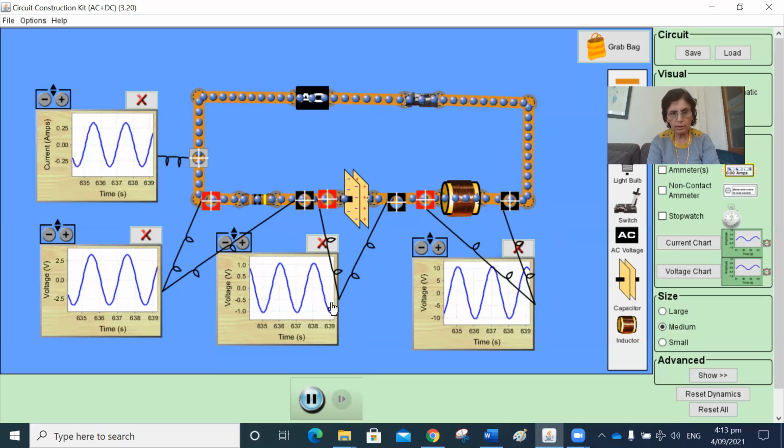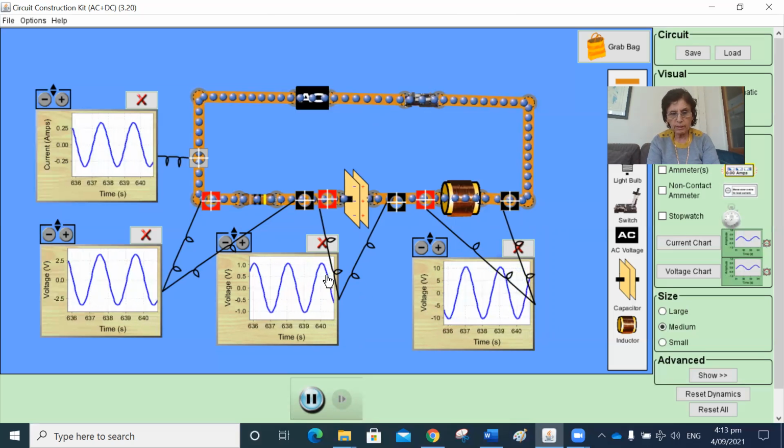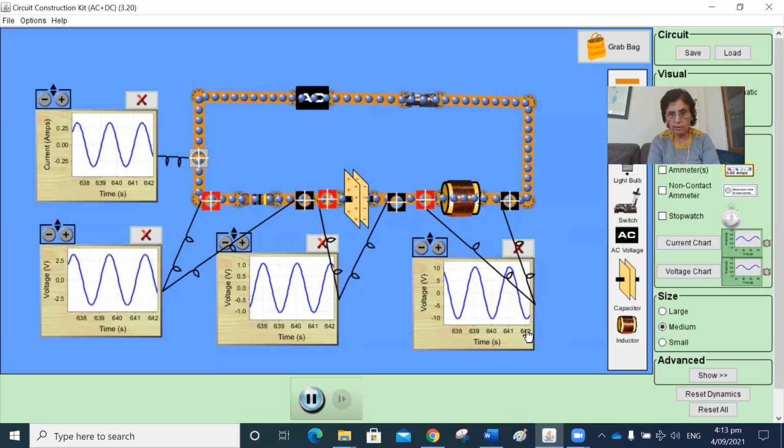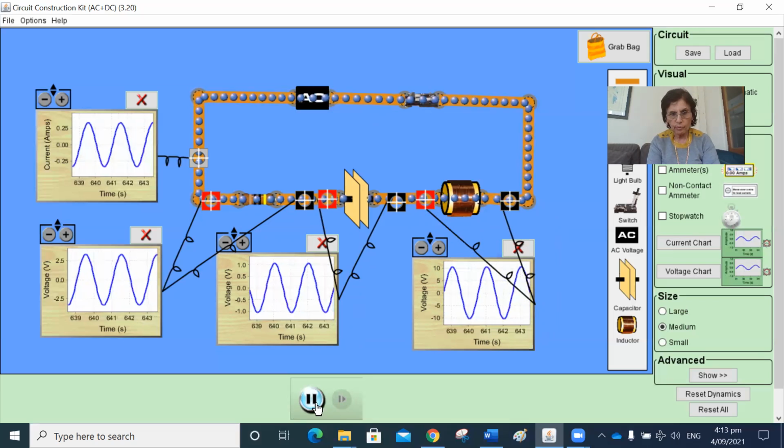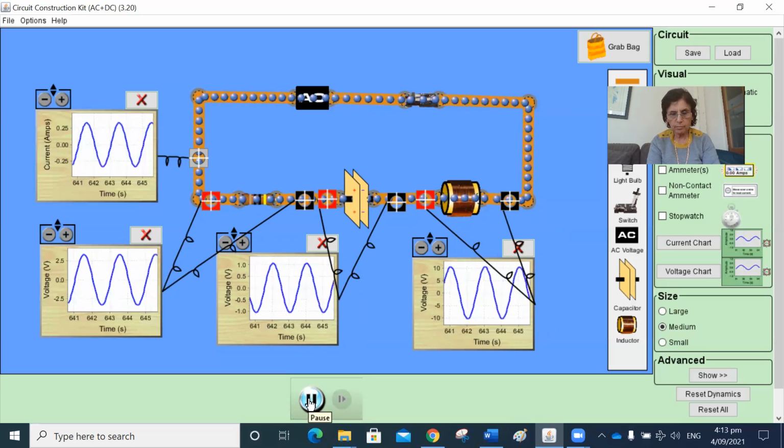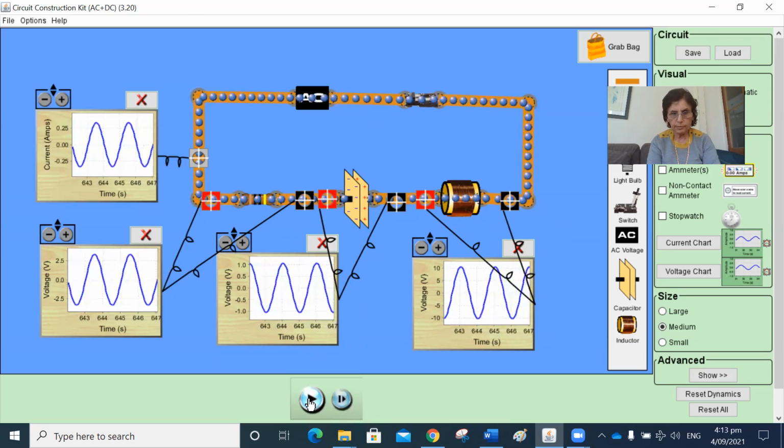So again, if you look over here, when this one is at a positive maximum value, this one is at a negative maximum value. Let's stop it right here. So the voltage across the capacitor is negative maximum, and the voltage across the inductor is positive maximum, so they have exactly opposite phase. Whereas if you look over here, this one had already become negative and it is now 0. So the voltage across the resistor is 90 degrees ahead of the voltage across the capacitor.